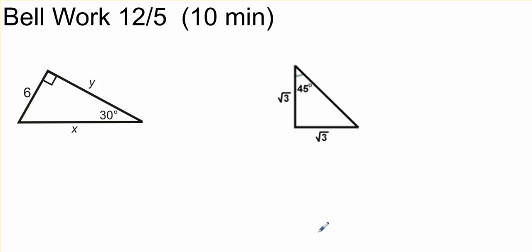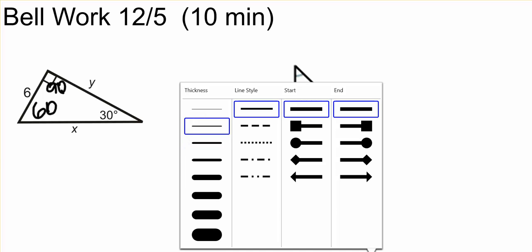Let's start with the 30, 60, 90. And we know it's 30, 60, 90 because this is 90, as evidenced by the right angle marking. And since 90 plus 30 is 120 and all three angles must add to 180, we can deduce that this angle has to be 60. So we're going to go ahead and stick with that.